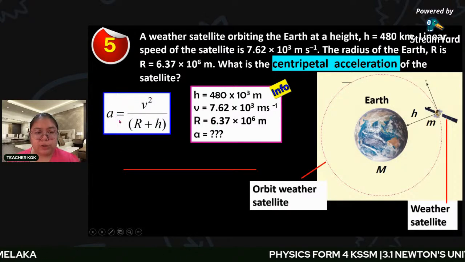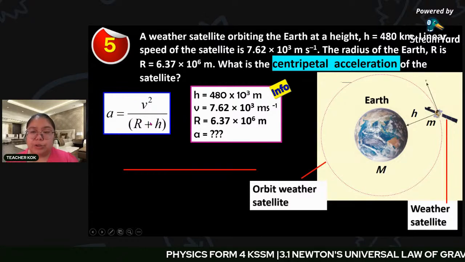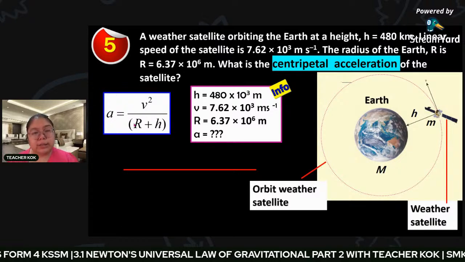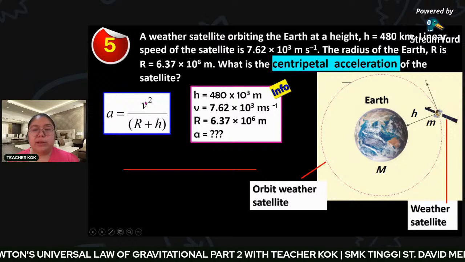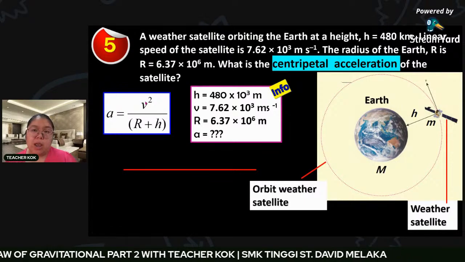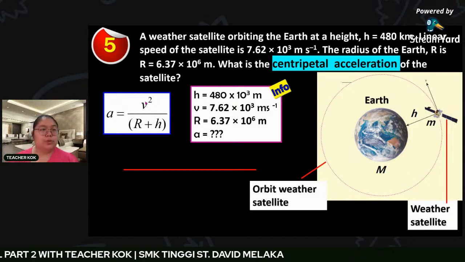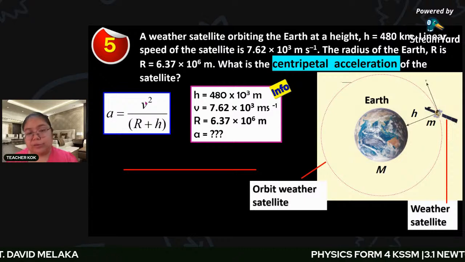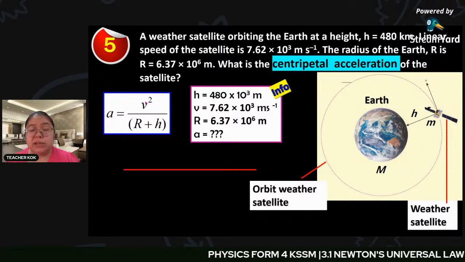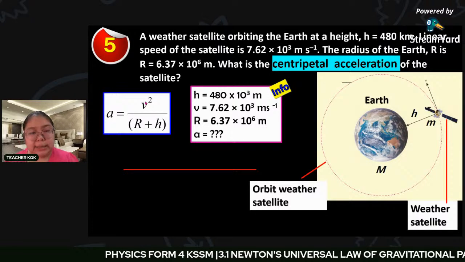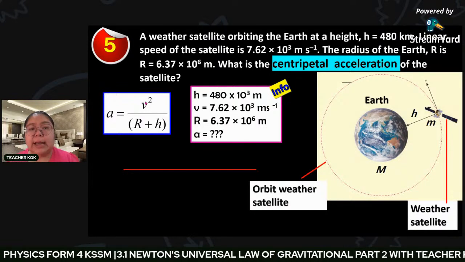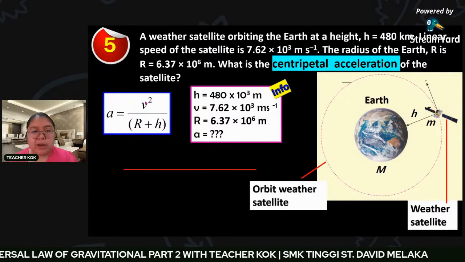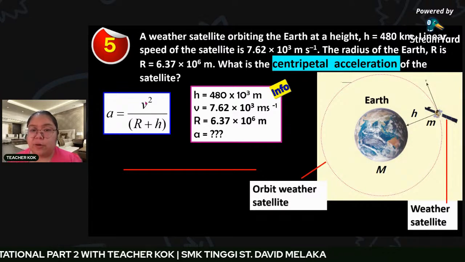A equals V squared over R plus H. R is the radius plus the distance. So no square on this one, only the distance they want to calculate. Remember the linear speed is V squared. So from here, students press your calculator again and give me the answer for the centripetal acceleration. That means the centripetal force pulling the satellite. Then I want to know what the satellite acceleration is now. So again, students, press the calculator and give me the answer for this question.